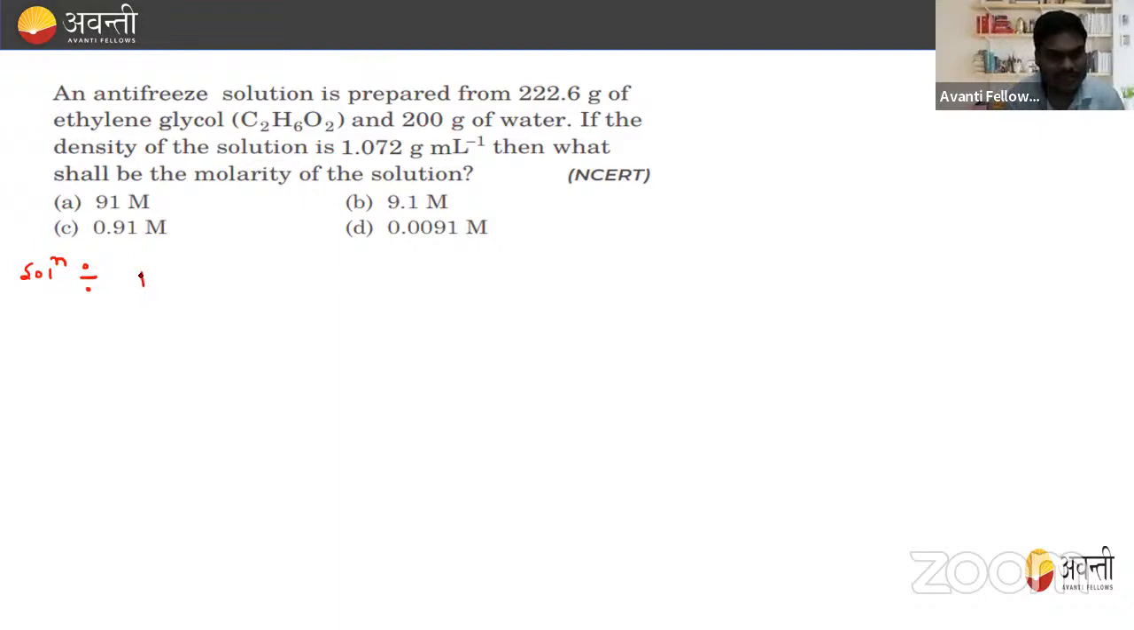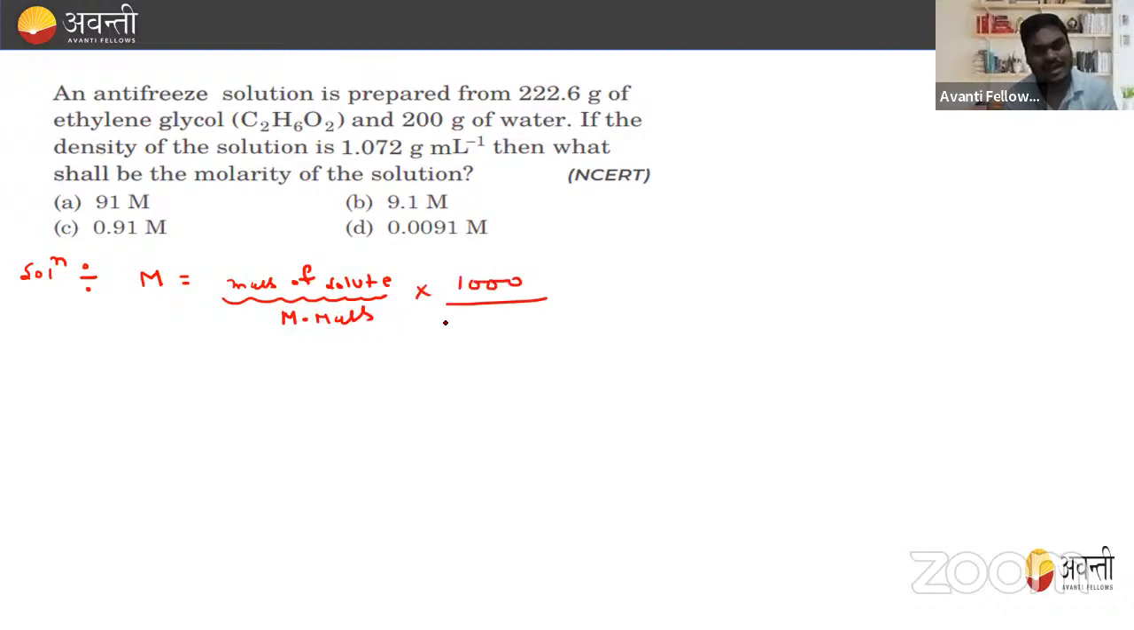Let me first write the formula of molarity so that we can identify what data we need to calculate it. What is the formula for molarity? That is again mass of the solute, divided by molar mass, multiplied by 1000, and divided by volume of solution.